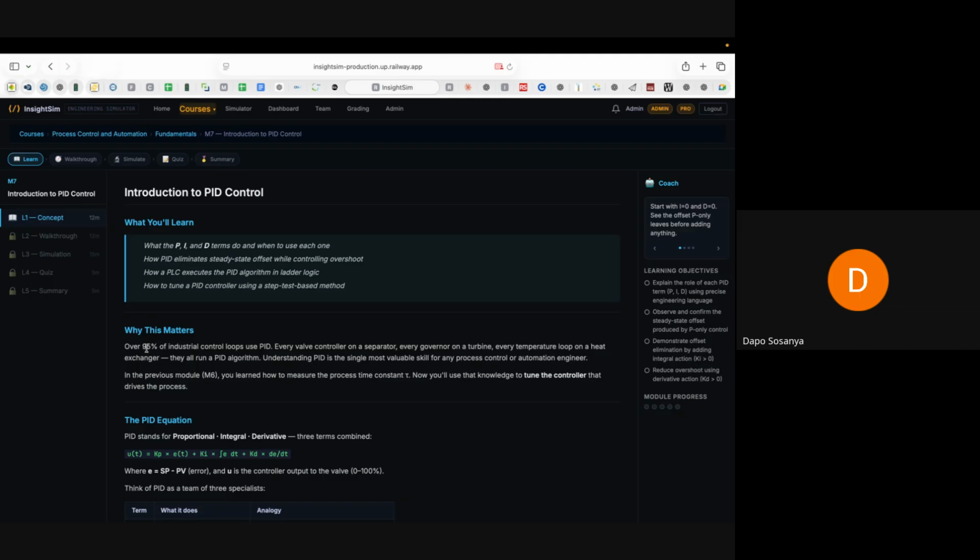So over 95% of industrial control loops use PID. And of course, you know that PID is different compared to P&ID. Every valve controller on a separator, every governor on a turbine, every temperature loop on a heat exchanger, they all run a PID algorithm. Understanding PID is the single most valuable skill for any process control or automation engineer.